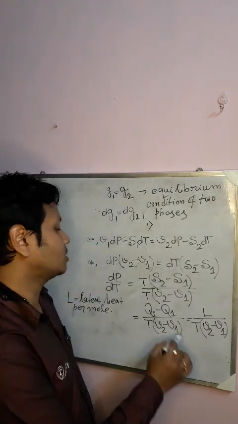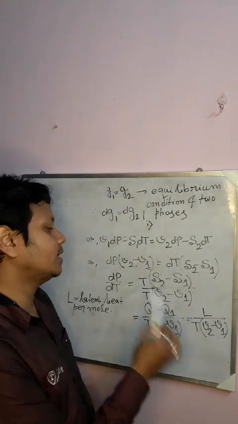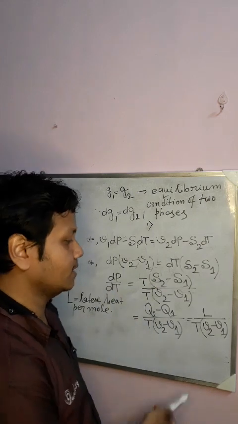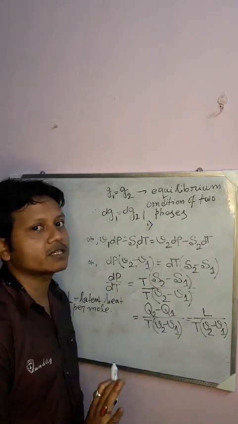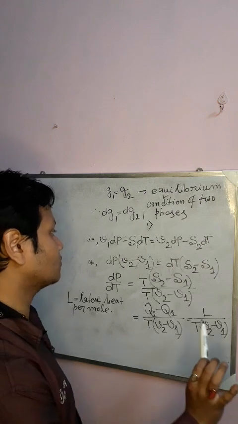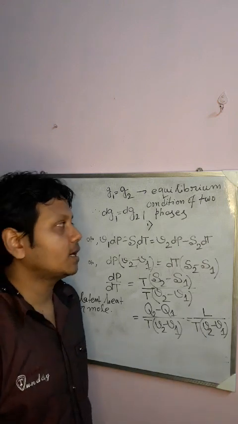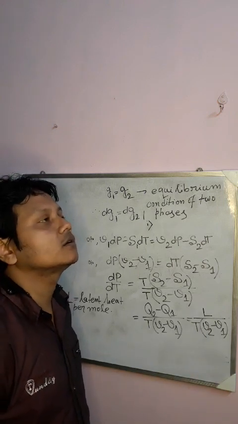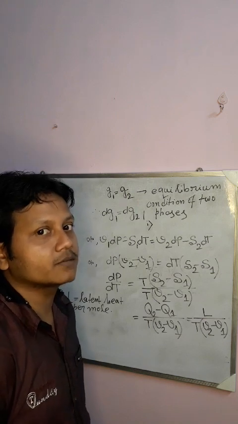Okay, and this equation is exactly similar to what we obtained earlier by using Maxwell's relation. So first order phase transition is governed by Clausius-Clapeyron equation. Now in my next lecture I shall discuss the second order phase transition.